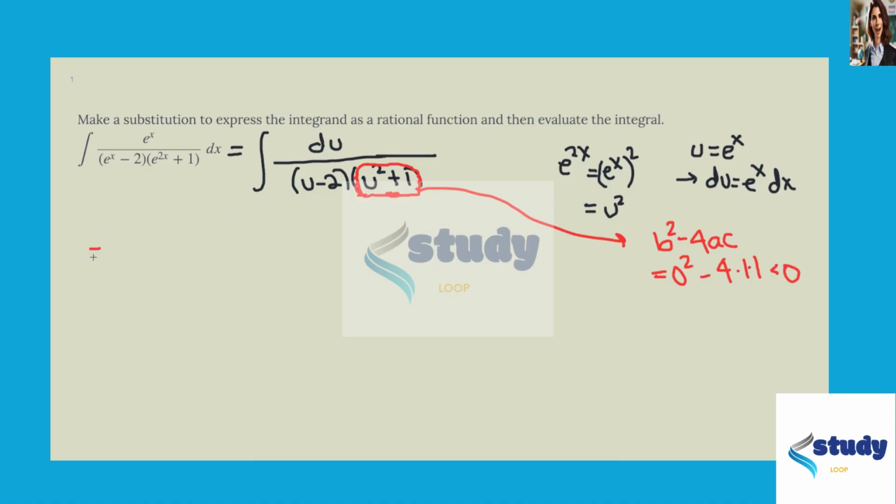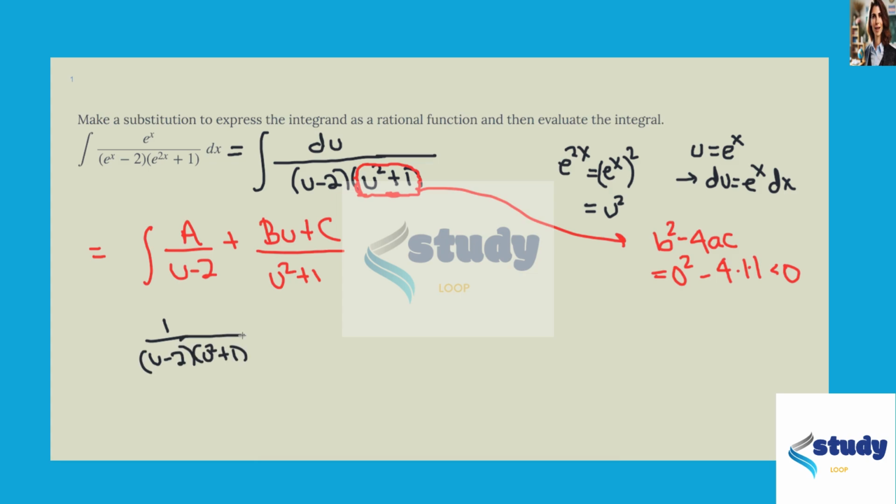So using case 1 and case 3 in your textbook, and then for the second fraction, bu plus c. And then we should go ahead and actually find a, b, and c. So really what we should be having here is, let's ignore the integral for a moment. We have 1 over u minus 2, u squared plus 1, by our previous reasoning.